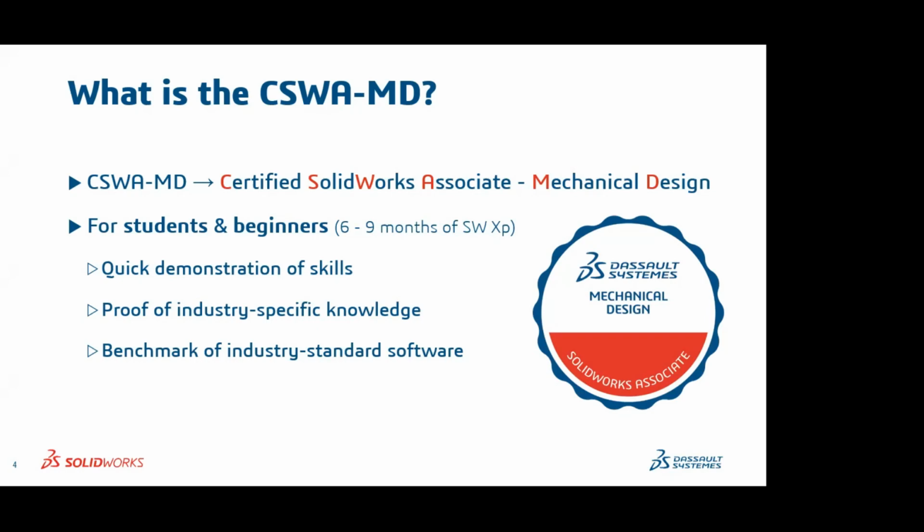And another thing you might have seen is that badge on the very right of the screen. You might have seen it being shared around. That's the badge that you get when you pass the CSWA exam. So it's like a verification from SolidWorks that you're certified to a specific level, which is the associate level, in a specific topic, which is mechanical design. And that exam mainly is made for students and those who are just starting with the software, with a bit of experience, mostly let's say from 6 to 9 months of experience, because as soon as you get more advanced in the software, there are higher levels of examinations to test your level at that point.